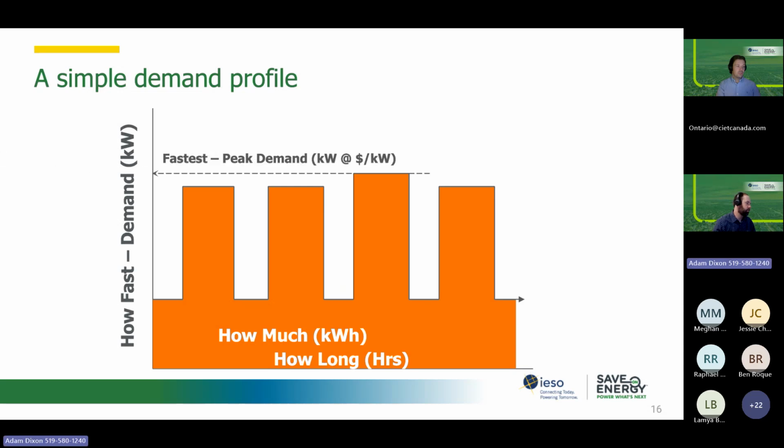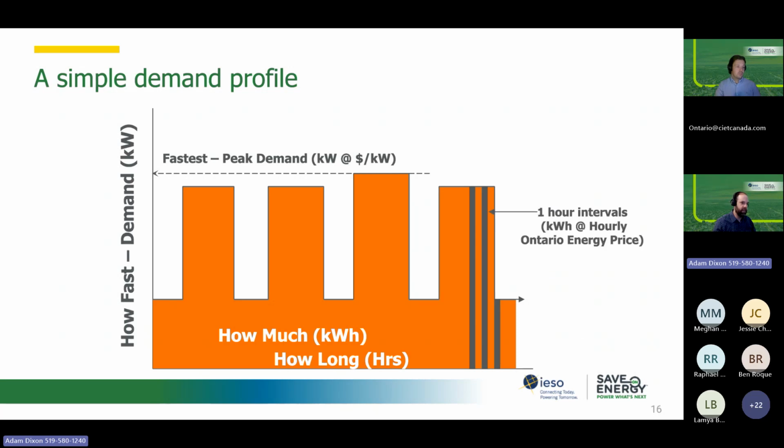Then your peak demand is the fastest peak, in kilowatts, at the dollars per kilowatt. In this case, it was $16 per kilowatt. So those are broken out in each sector. And someone asked a question earlier about what the interval meter sees. It is actually broken out into 15-minute intervals. So the hourly Ontario energy price is based on an hourly basis, but the meter sees it on a 15-minute interval basis.